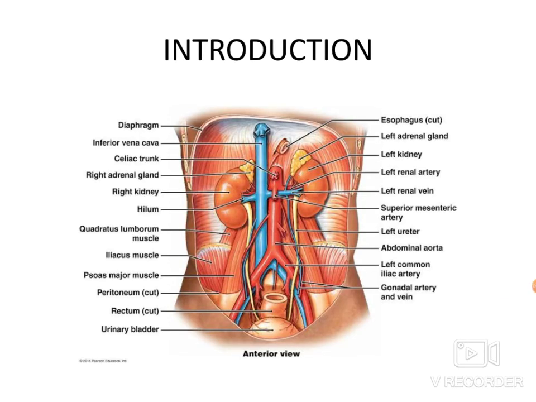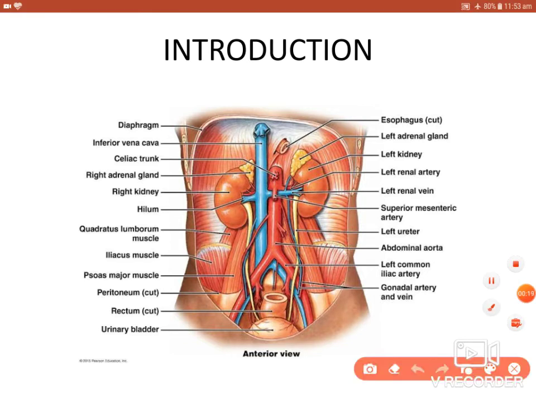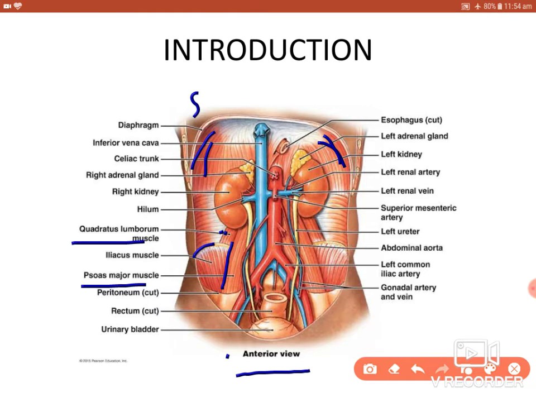In this figure, what you're seeing is the posterior abdominal wall. This is superior, this is inferior, and this is the anterior view. Superiorly you can see the diaphragm, then the posterior abdominal wall muscles. Medial most is the psoas major, lateral to that is the quadratus lumborum, then the iliac crest, and we get the iliacus muscle.